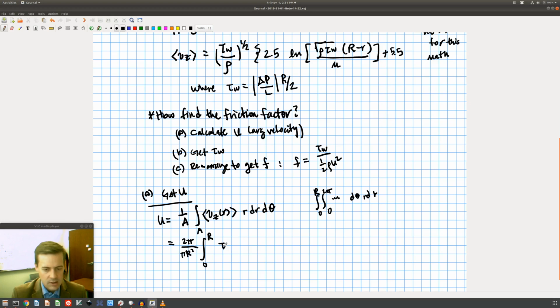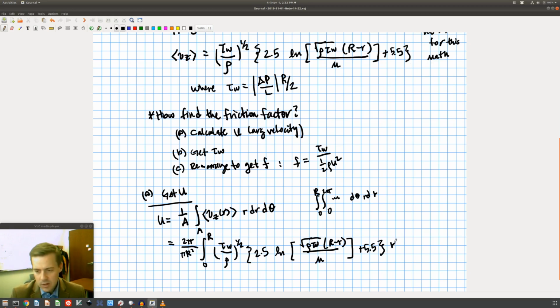So that Vz is tau w over rho to the 1/2 power. And then in this bracket, 2.5 natural log of the square root of rho tau w times big R minus little r divided by mu, close the bracket, plus 5.5, close the brace. I forgot the brace up here, times r dr. Let me just make sure that that's right in my little notes I have over here.